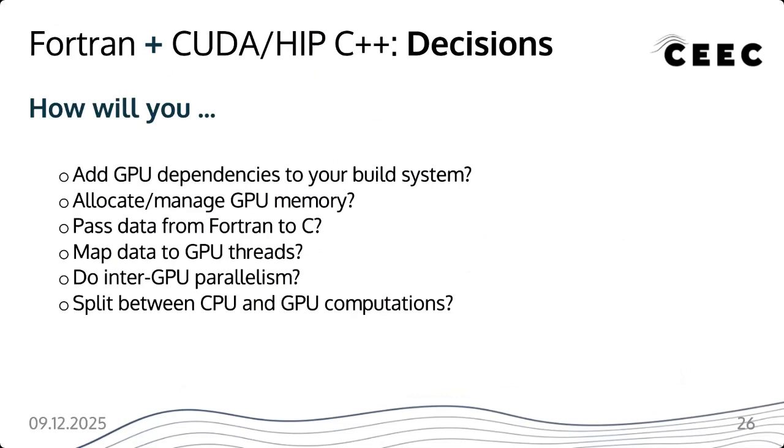Are you going to have inter-GPU parallelism? Are you going to have MPI involved? Usually, yes. What kind of MPI? Are they huge all-to-all collectives? Is it point-to-point? Like, what is it? You know, think about this kind of stuff.